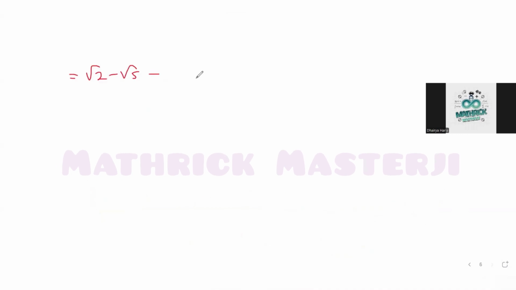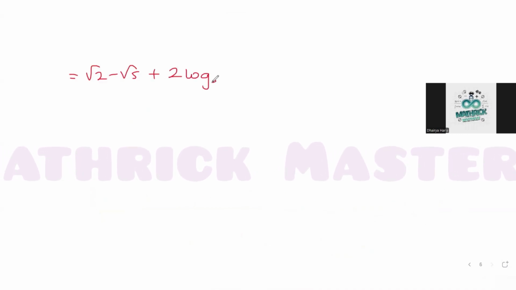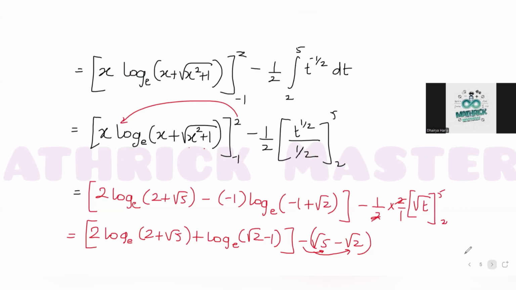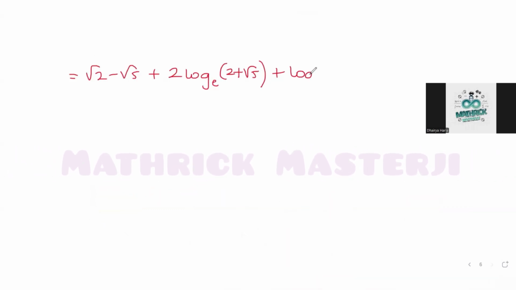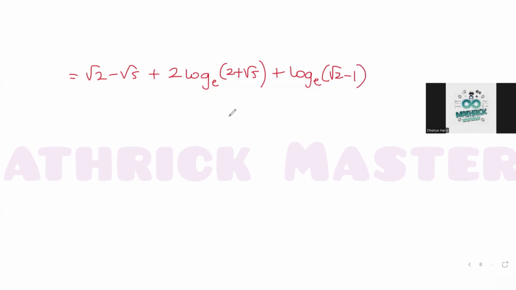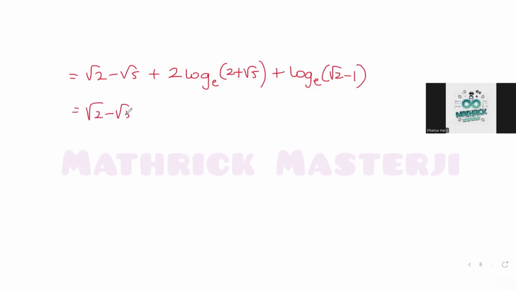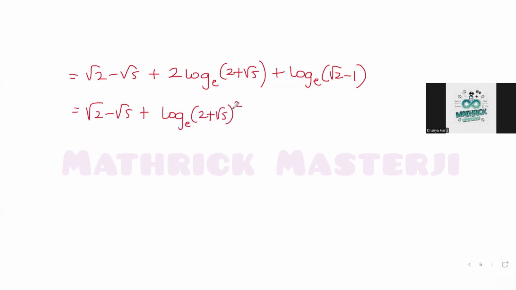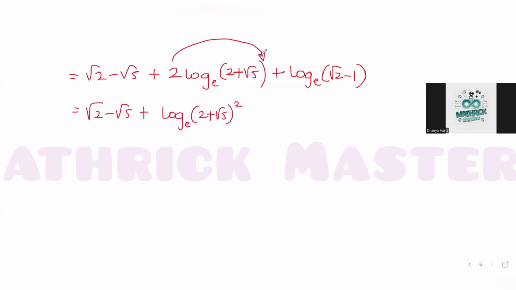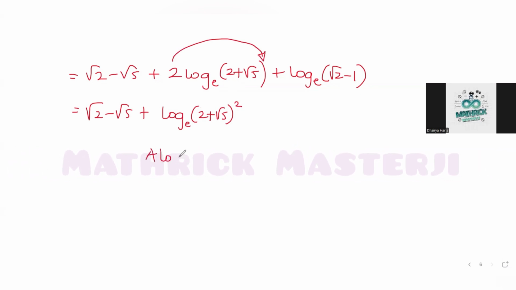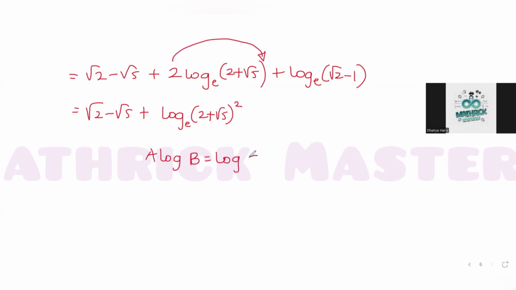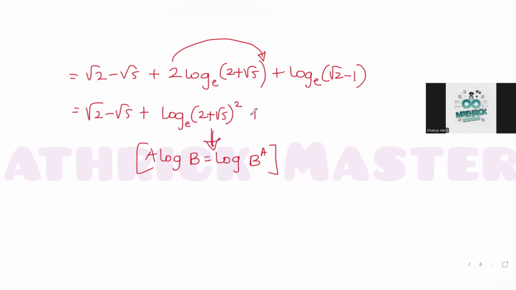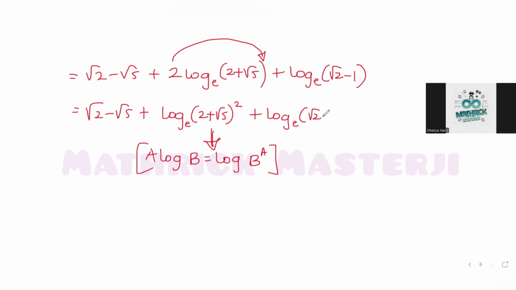plus 2 log of base e 2 plus root 5 plus log of base e root 2 minus 1. So I get from here root 2 minus root 5 plus log of base e 2 plus root 5 squared. Using the property of logarithms, I can just write a log b as log b to the power a. And here I get log of e root 2 minus 1.